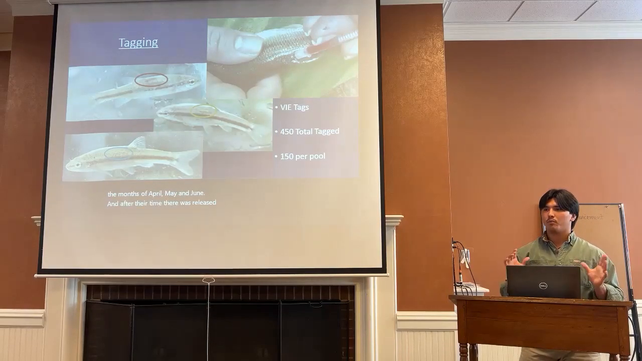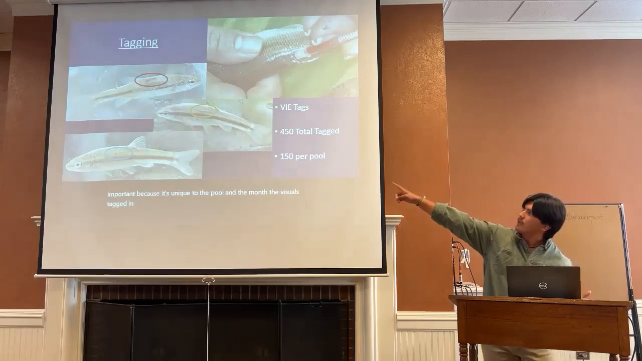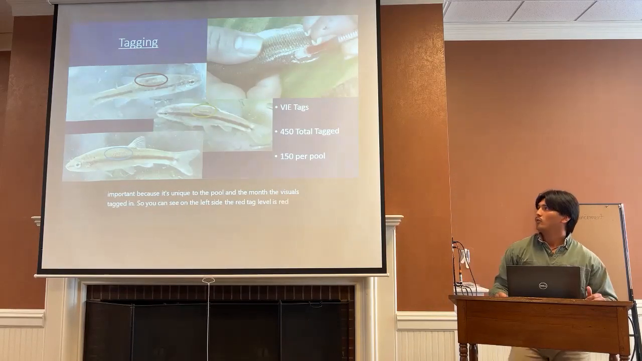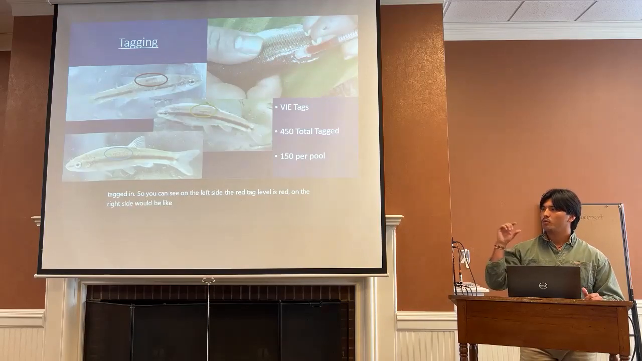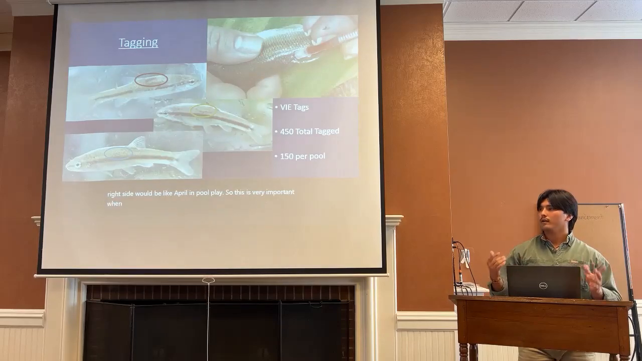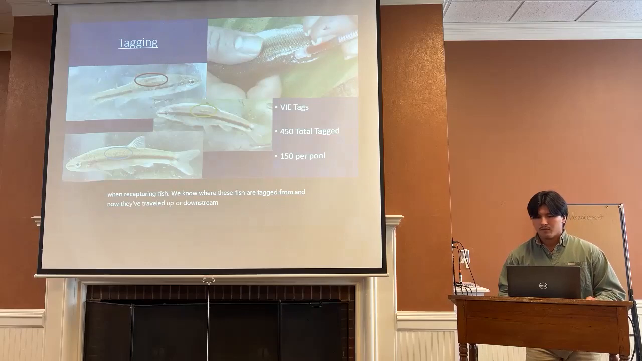And then the tag is very important because it's unique to the pool and the month the fish was tagged in. So you can see on the left side, the red tag, for example, on the right side would be like April in pool A. So this is very important when recapturing these fish so you know where these fish were tagged from and how far they've traveled up or downstream.